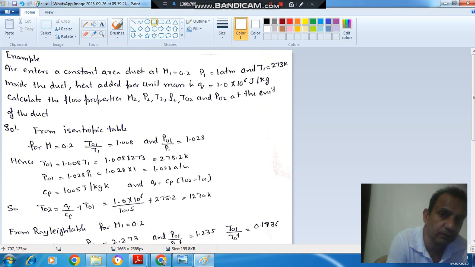So we have covered some theory part. Now we'll solve one numerical based on that theory part. The numerical or example is: air enters a constant area duct at M1 equal to 0.2, P1 equal to 1 atmosphere, and T1 equal to 273 Kelvin. Inside the duct, heat added per unit mass is Q equal to 1.0 into 10 power 6 joule per kilogram. Calculate the flow properties M2, P2, T2, rho 2, T02 and P02 at the exit of the duct.